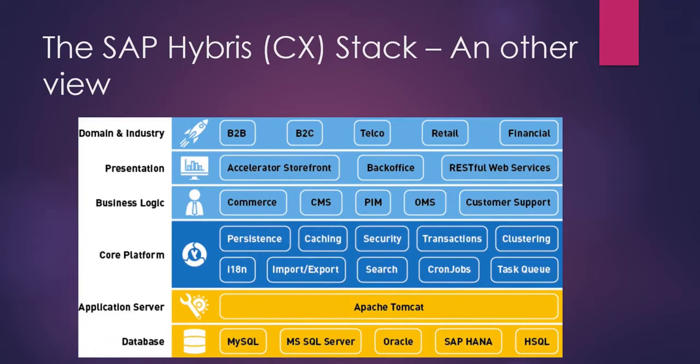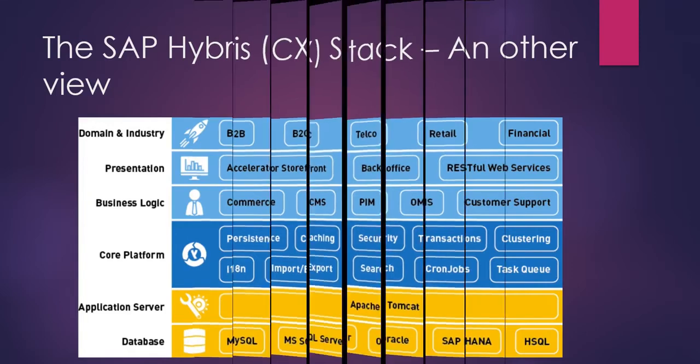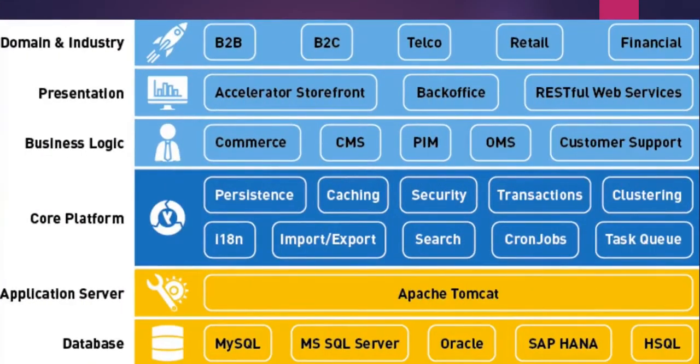Okay, now that we have completed our journey through the SAP Hybris stack, let's once again take another view of this. In this particular diagram, we have the database which connects to the application server, which is running the core platform, which ultimately exposes business logic via presentation to the end user in their given domain, for example, a B2B web shop.